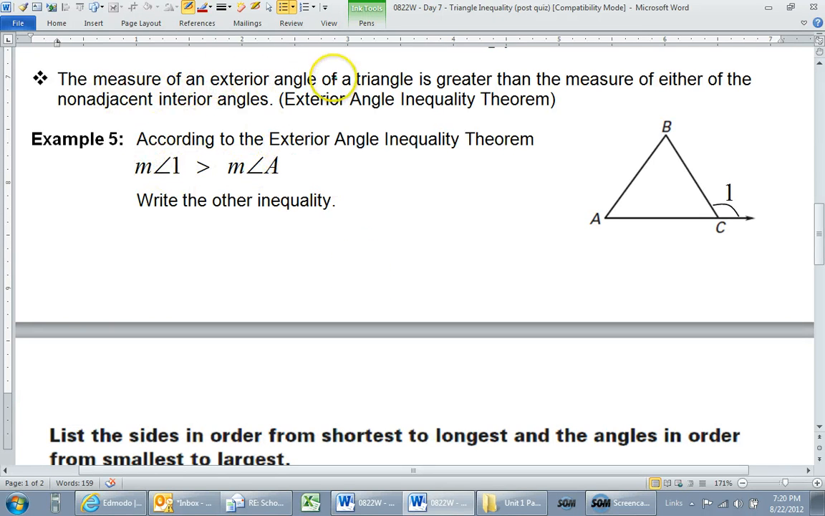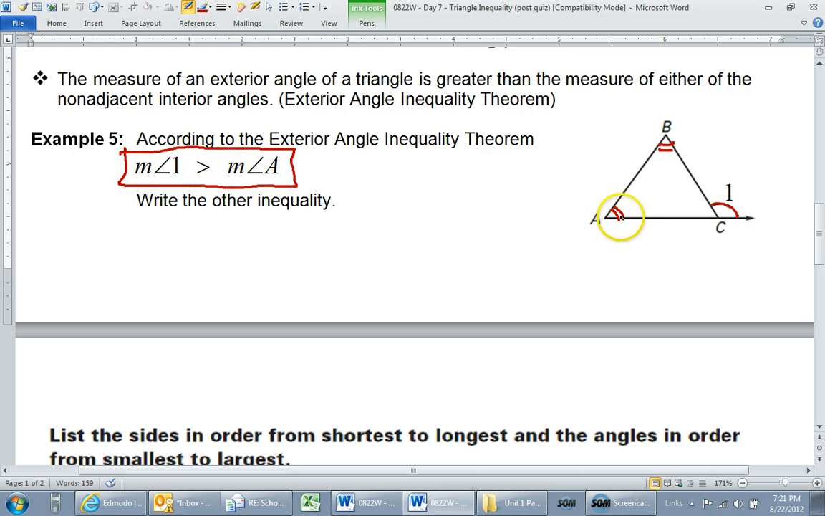The measure of an exterior angle of a triangle is greater than the measure of either of the non-adjacent interior angles. This is called the exterior angle inequality theorem. Again, this means that angle 1, which is the exterior angle, has got to be bigger than either angle A or angle B. So this is one statement that would be true: the measure of angle 1 should be greater than the measure of angle A.